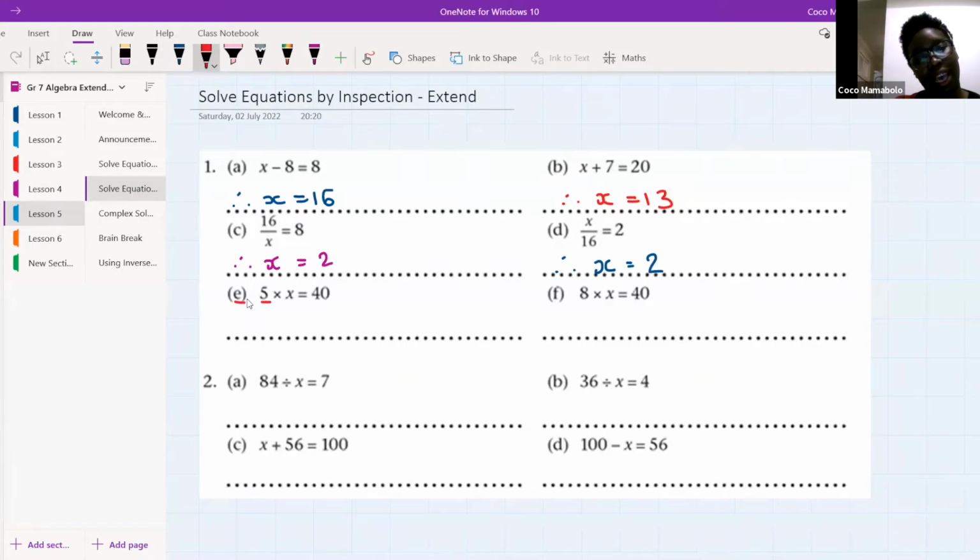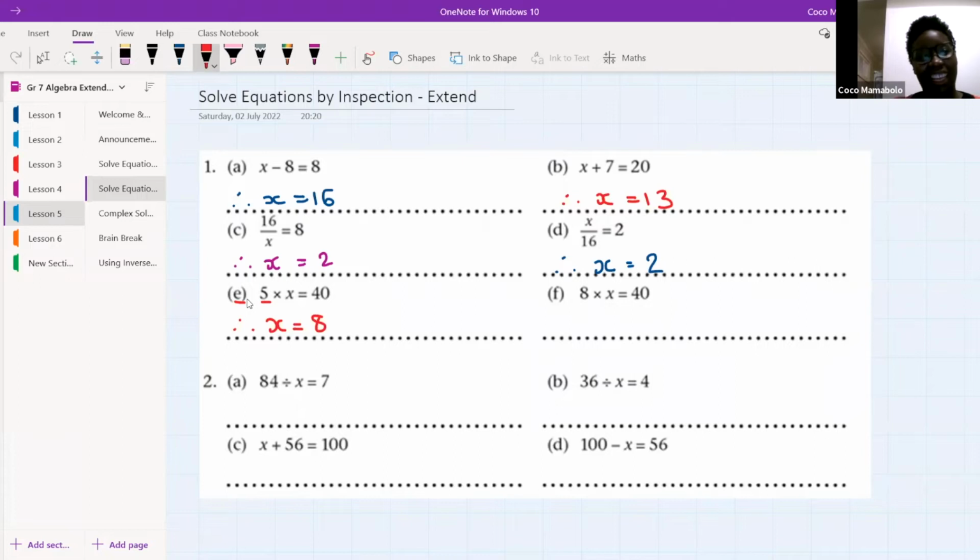All right. So what am I going to write for E? 5 times X is equal to 40. Thereafter X equals 8. 8, good. And remember, it's not thereafter, it's therefore. Therefore. But great try. Thank you. Excellent stuff. I'm glad you got the answer right. Rather, the answer is the important part.